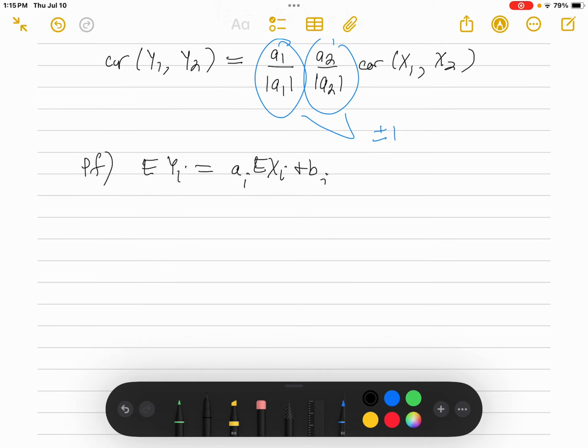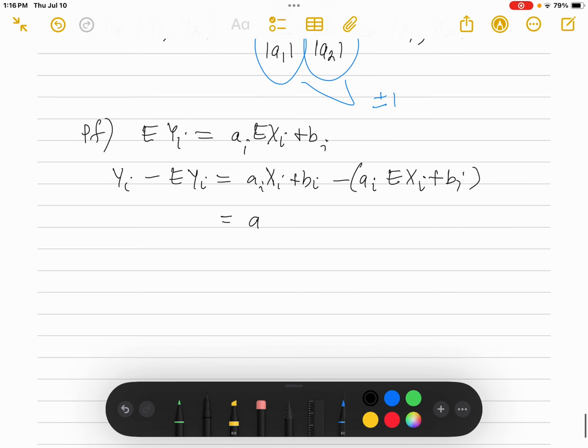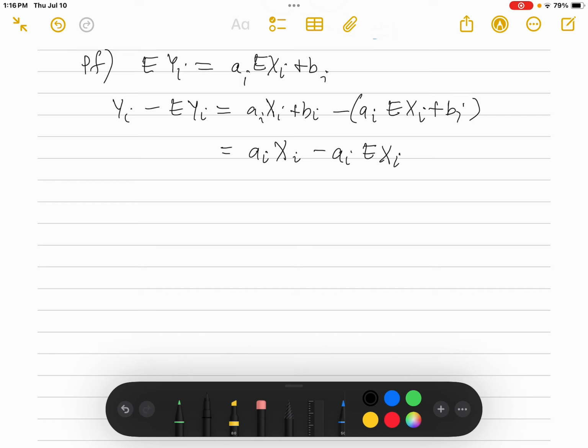What we will do is look at what yi minus the expectation of yi is. Well, that is ai xi plus bi minus parentheses ai expectation of xi plus bi. And the bi's will cancel, and so this is ai times xi minus ai times the expectation of xi, which we can write by factoring out the ai times parentheses xi minus expectation of xi.